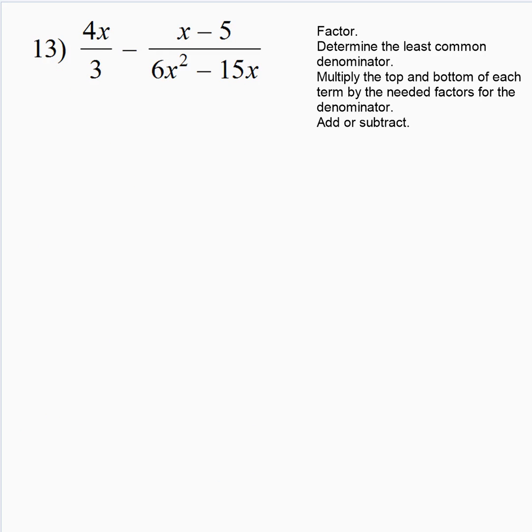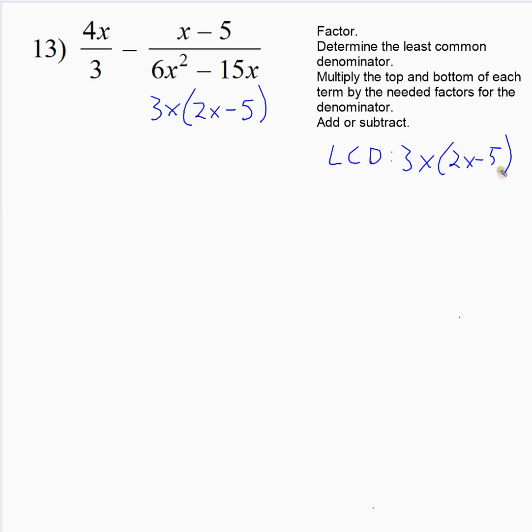Here's one with subtraction. Again, we're going to factor. So this we can factor out a 3x, and that leaves us with 2x minus 5. So our least common denominator needs a 3, because both of these have a 3, needs an x, and then the 2x minus 5.